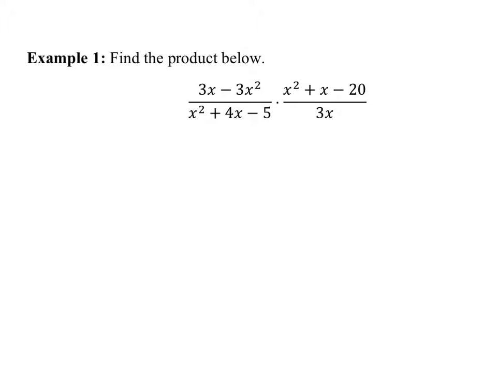I cannot cancel right away because I do not have factors. Only factors I have are 3 and x right here in the bottom right. 3x are multiplied by each other, so these are already factored. But nothing else is factored. So let's go through this process of factoring.